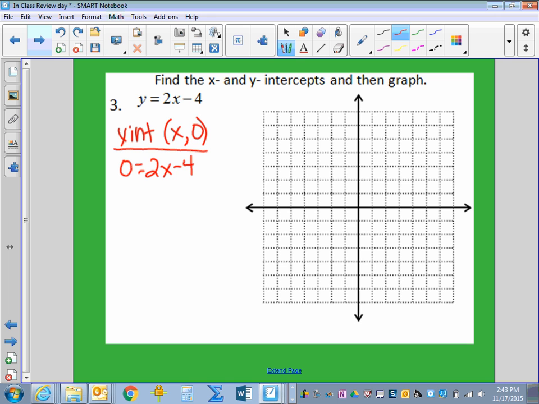Alright, so I add 4 to both sides. Divide by 2, and I get x equals 2.